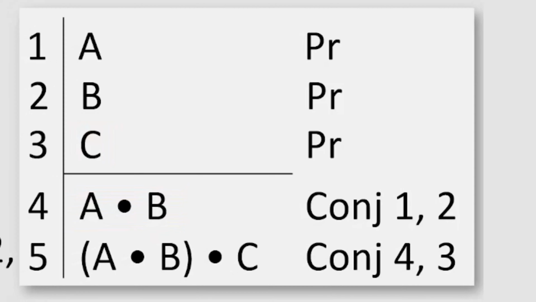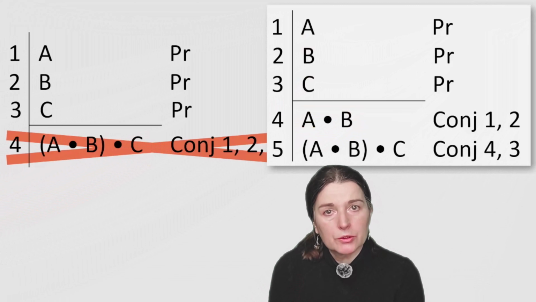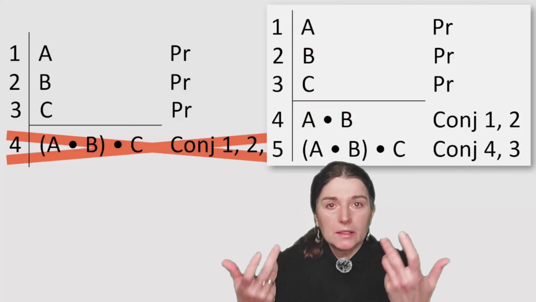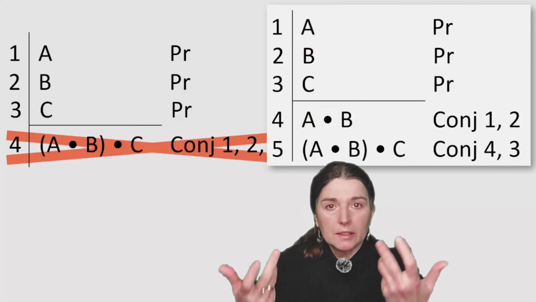Remember, each time you apply conjunction, you're only allowed to obtain a conjunction with two conjuncts, each of which must stand on its own line in your prior proof.